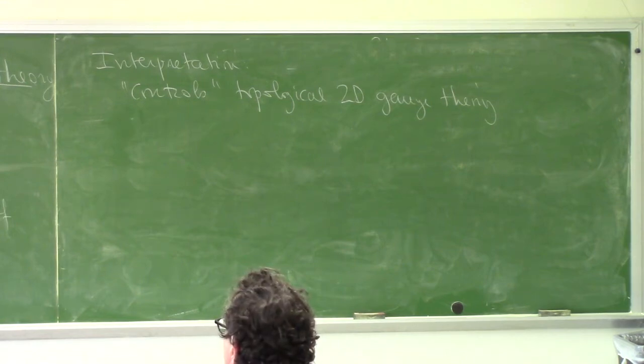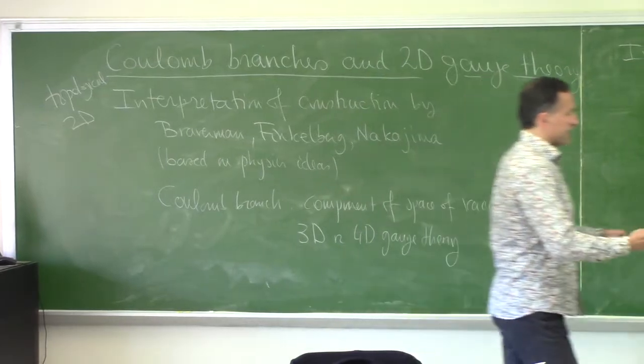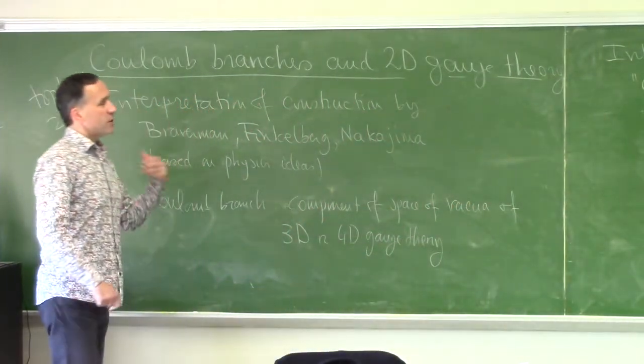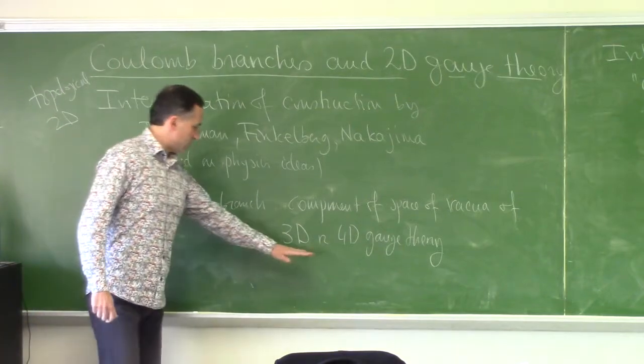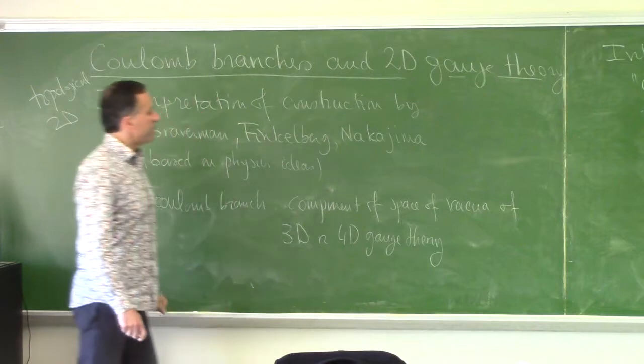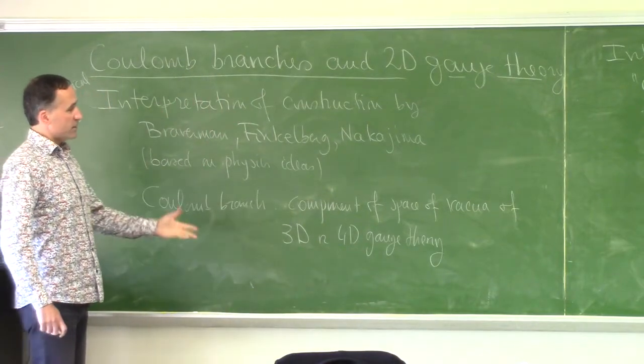So there will be 2 versions of the Coulomb branch, which in topology you can very easily connect by replacing the letter H with the letter K. So if you use ordinary homology, you get what people call a 3D Coulomb branch. If you use K theory, you get what people call a 4D Coulomb branch.